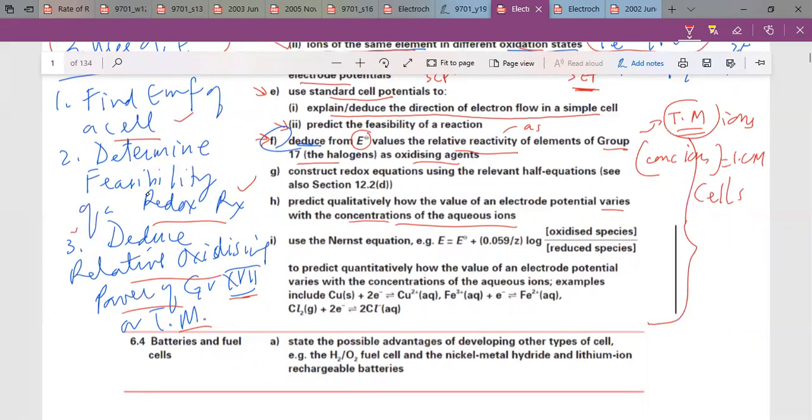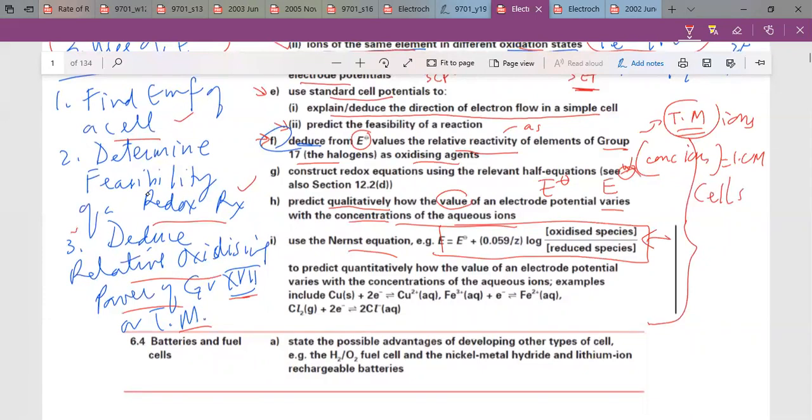So predict qualitatively, that means using formulas to calculate the value. It's changed. No longer E naught, which is for standard; now it's E, without the standard. So we use the Nernst equation, which is very simple. This is basically a mathematical thing and some common sense of Le Chatelier's principle. Now, we come to this later, right?